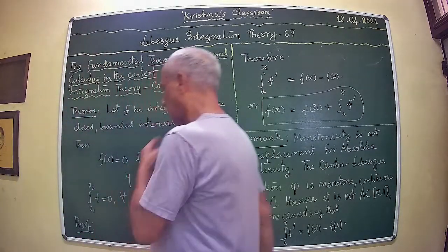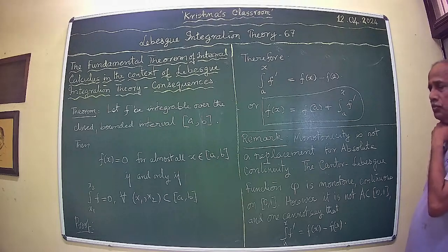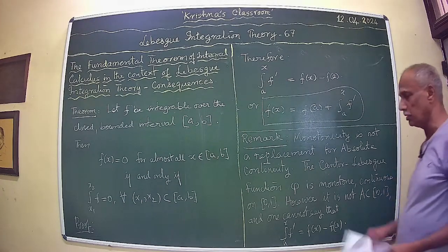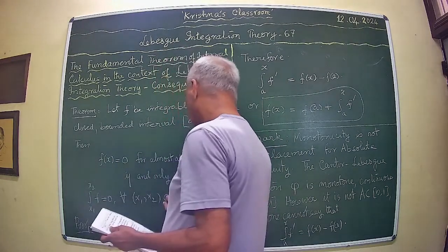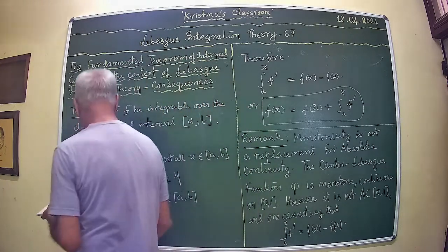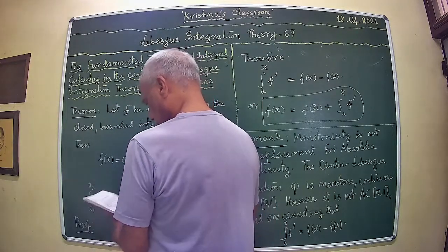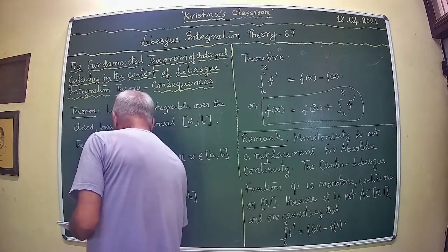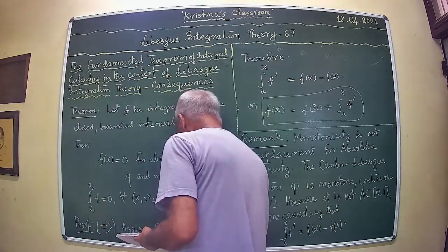That is, the integral of f being 0 on every open interval x1 to x2 implies f is equal to 0. Now, from the assumption, we first assume the first one: f is equal to 0 almost everywhere on AB.